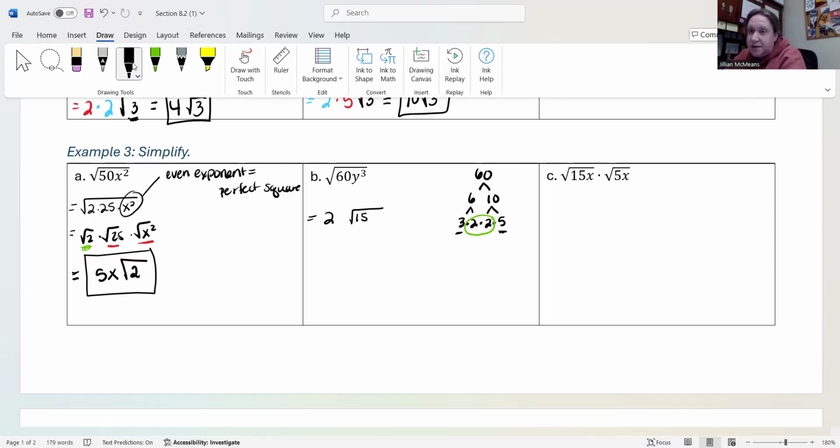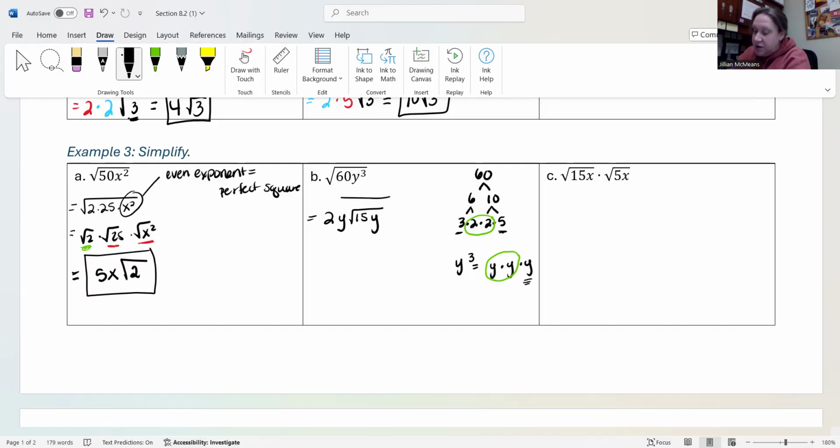Now we have to address the variables. So we have y to the third. Keep in mind that y to the third is equal to y times y times y. And remember, when we're dealing with a square root, we're looking for groupings of 2 identical factors. Well, we have a pair of y's. So that tells me a y can come outside the radical. But then this y right here, there's nothing to pair up with it. And if there's nothing to pair up with, it has to stay under the radical.